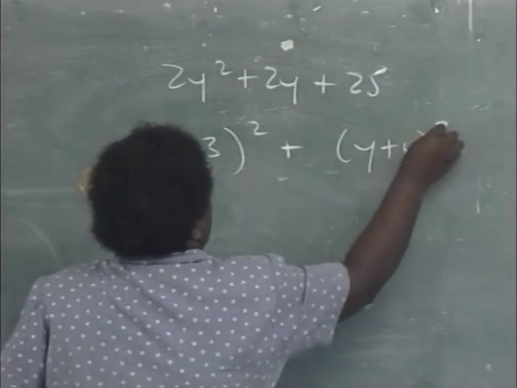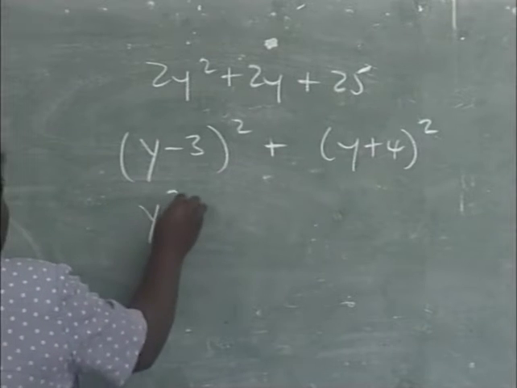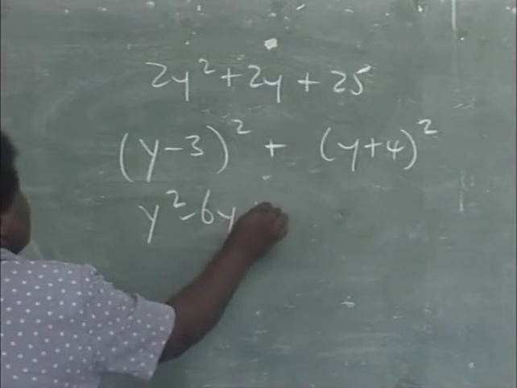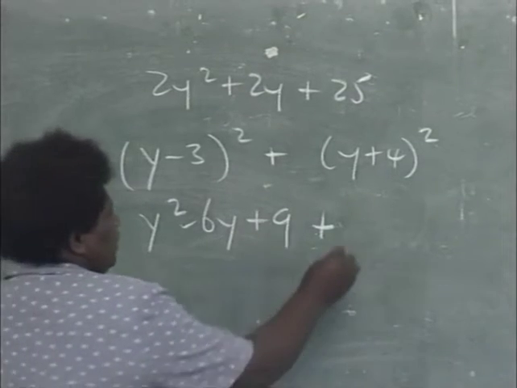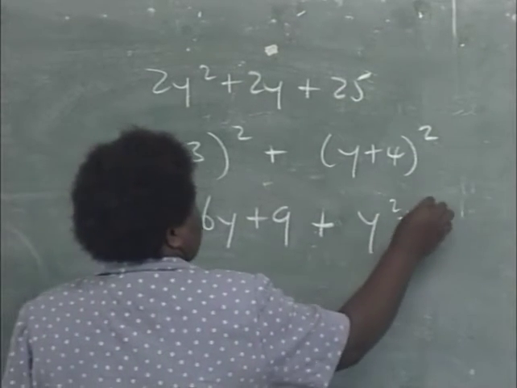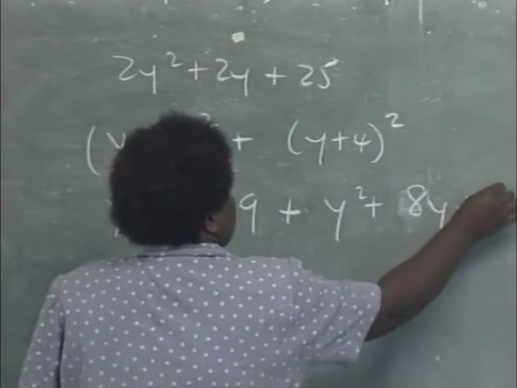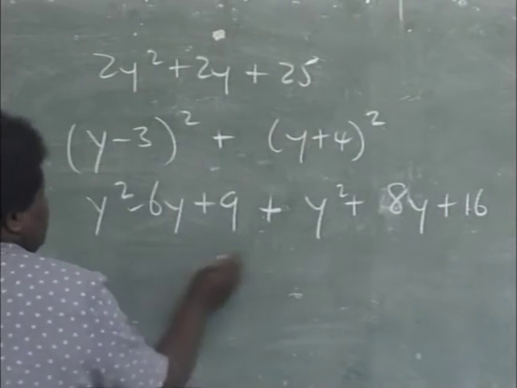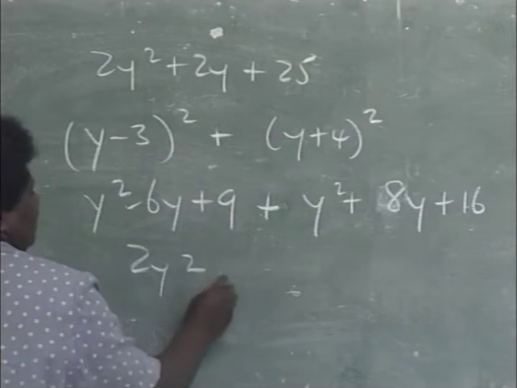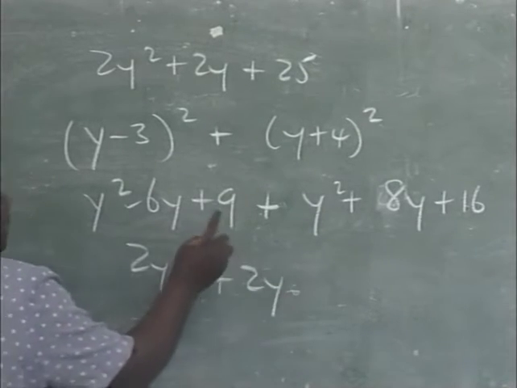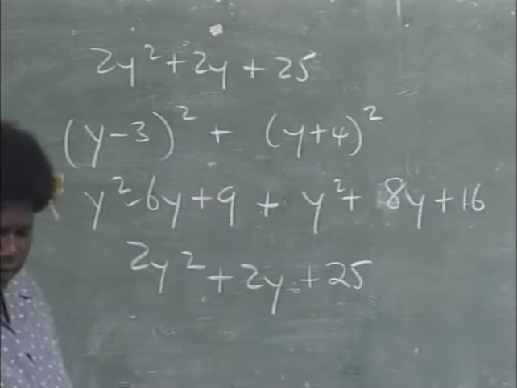All right, what you do is you square y minus 3, which will give y squared minus 6y plus 9. And then you square y plus 4, which will give y squared plus 8y plus 16. So y squared plus y squared is 2y squared. Minus 6y plus 8y is 2y. And then 9 plus 16 is 25. So Andrew is correct.